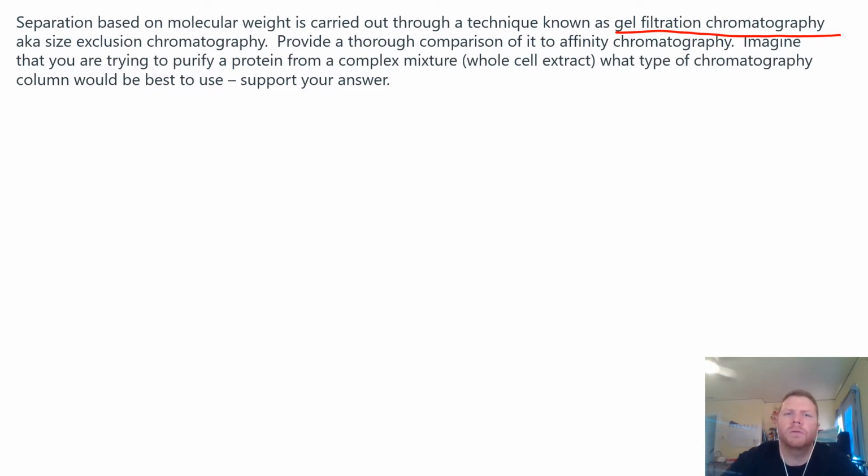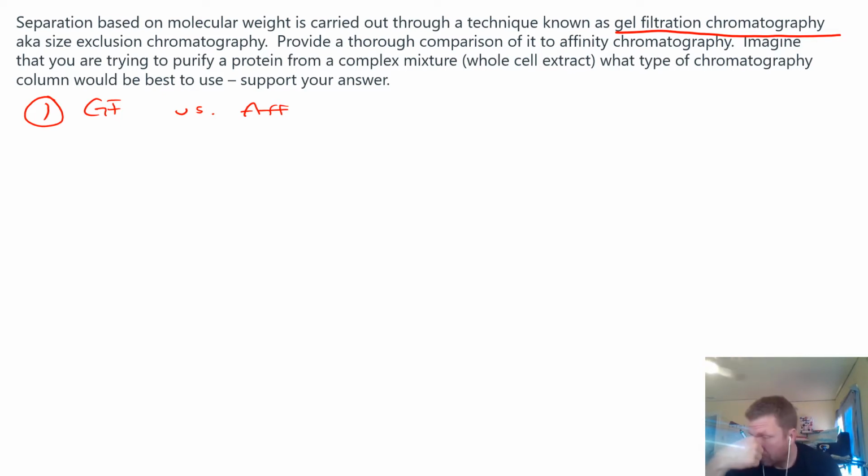Imagine that you are trying to purify a protein from a complex mixture, a whole cell extract as an example. What type of chromatography would be best to use? Support your answer. All right, so this question is kind of two parts. And the first part is a comparison between gel filtration, aka GF chromatography, versus affinity, AFF. Now, the difference between these two is pretty simple and pretty straightforward.